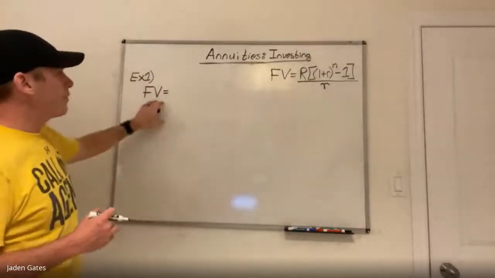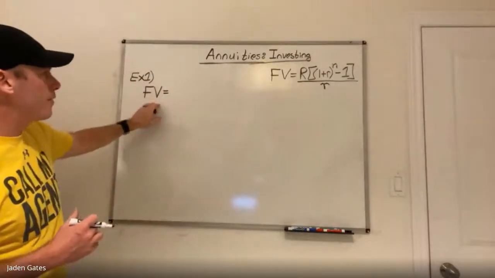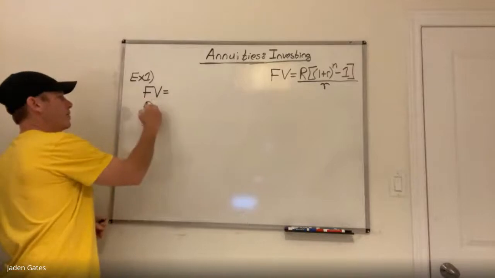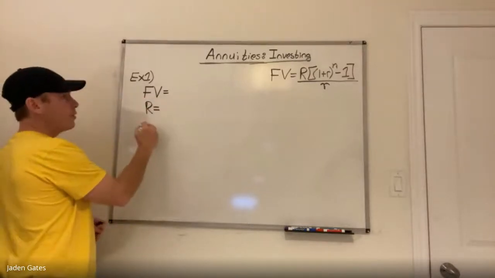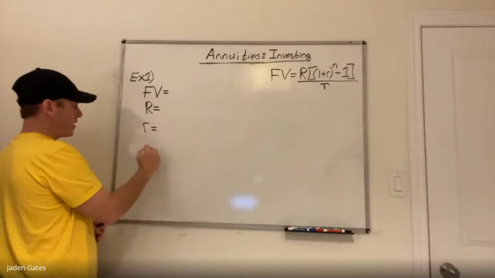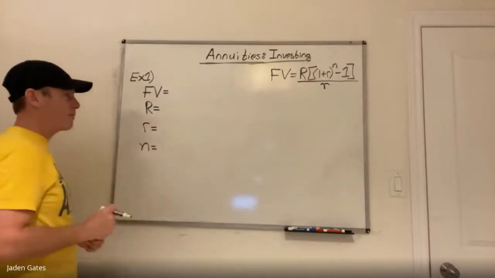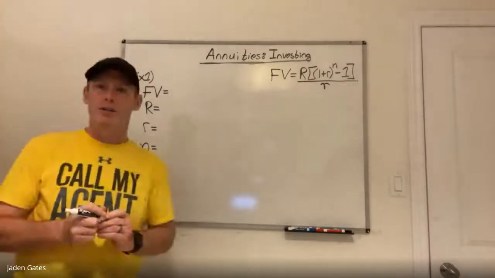And so I need four variables here. I've got my future value, my regular payment, the interest rate, and then the number of compounding periods or the number of payments. Could work either way, same thing.